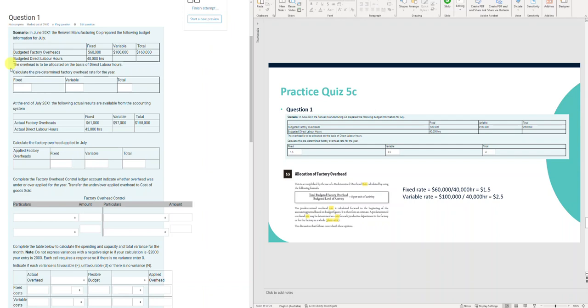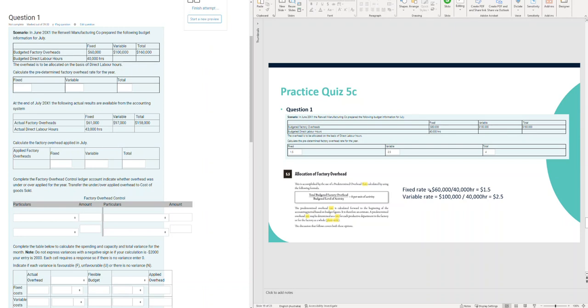It is important to notice that the overhead is to be allocated on the basis of direct labor hours. So that basically means that direct labor hour will be the cost driver. So calculate the predetermined factory overhead rate for fixed, variable, and total. We sort of know what to do easily anyway. So we know that by formula, overhead is calculated by factory overhead over cost driver. I mean the fixed rate, applied rate.